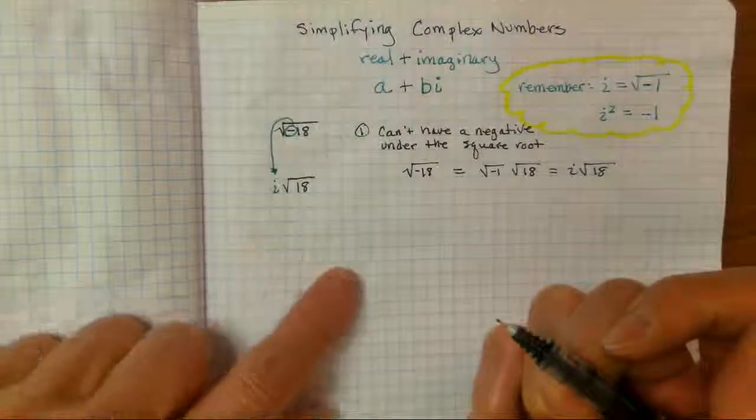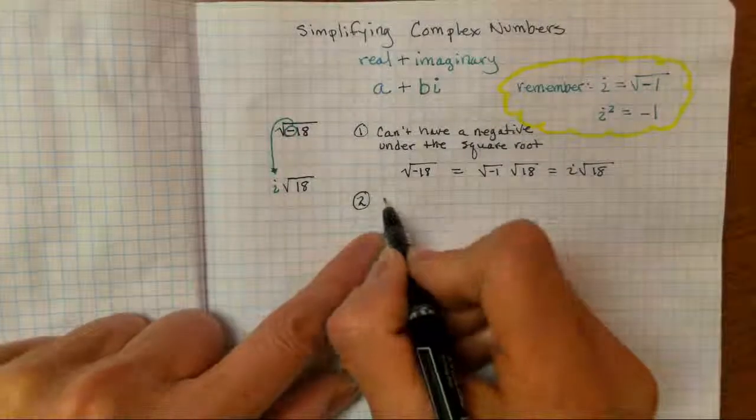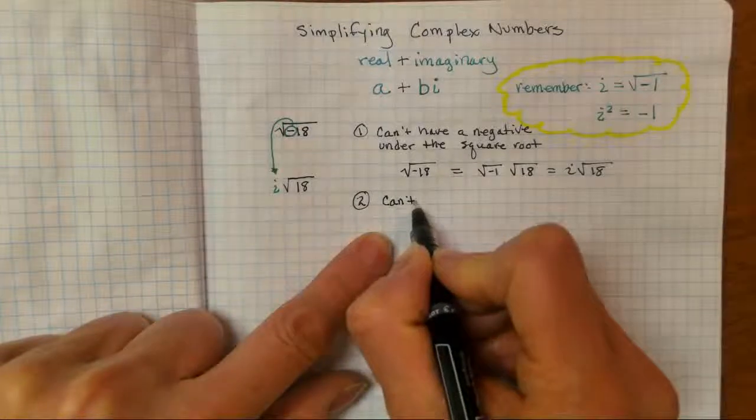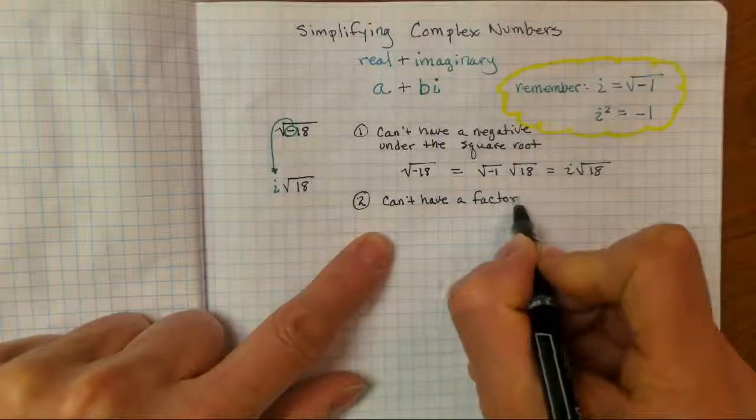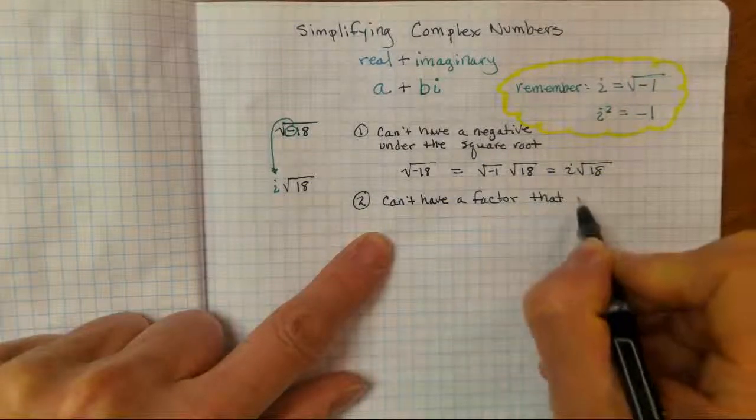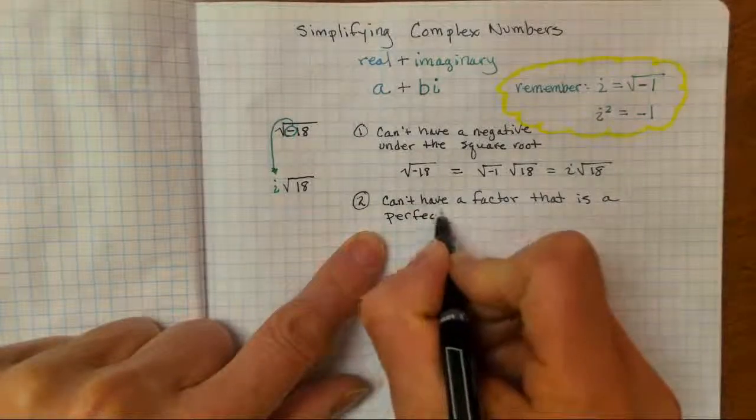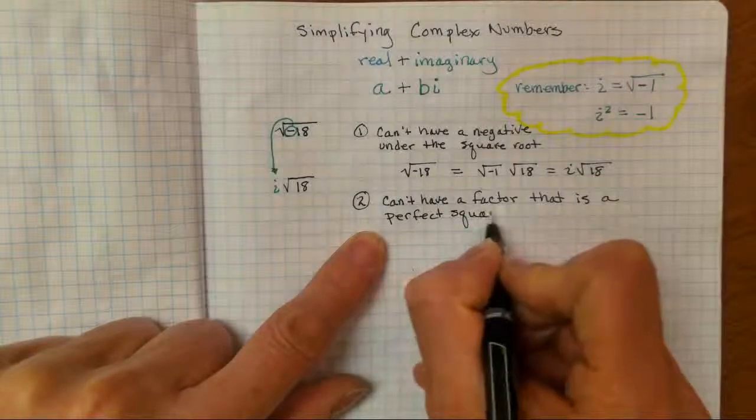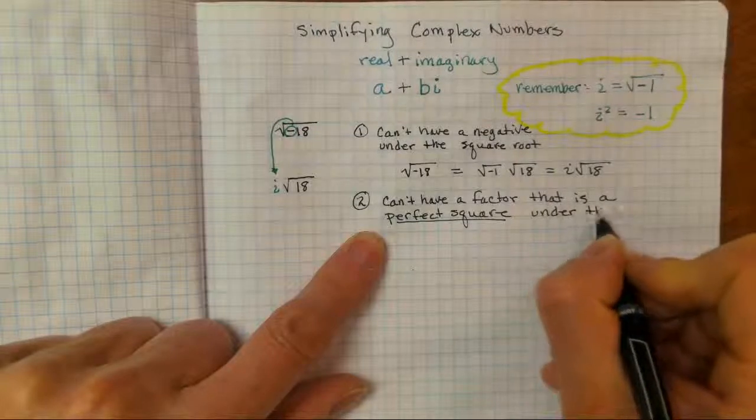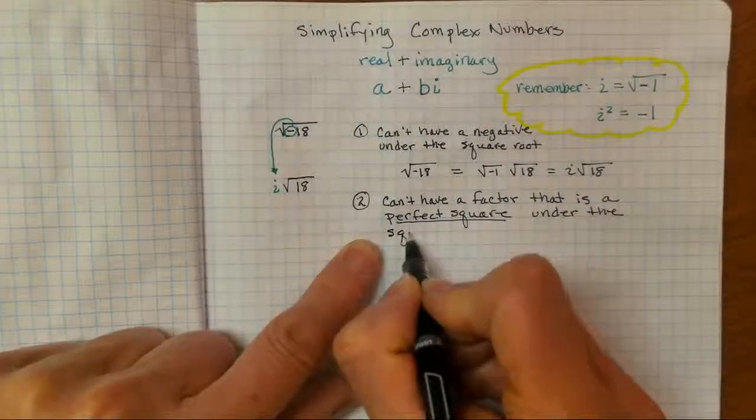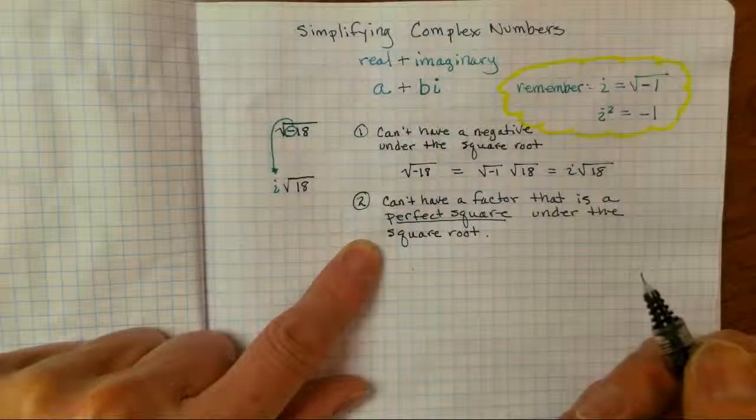Okay. So now I have a second rule, and the second rule is that I can't have a factor that is a perfect square under the square root. Not allowed. Okay, so what does that mean?